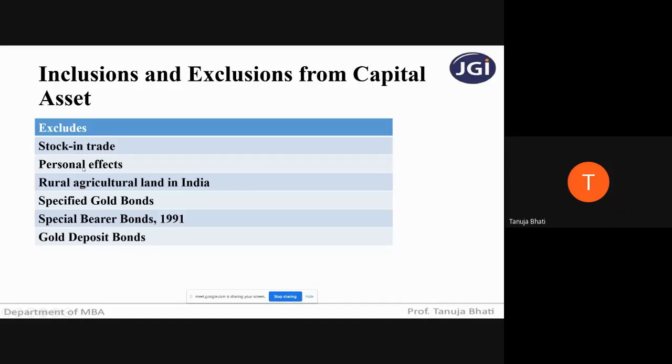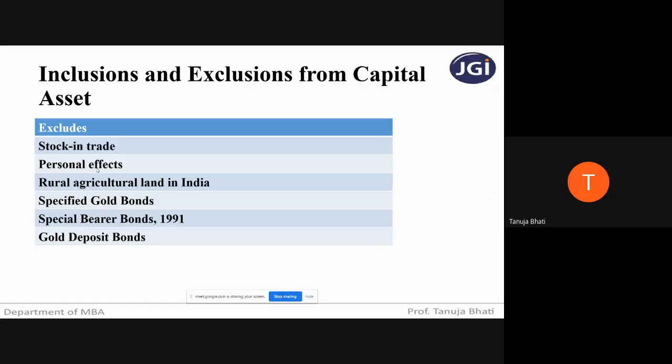Next is personal effects. Now, what do you mean by personal effects, students? See, as per the definition, personal effects means any movable property. Students, remember, personal effect means any movable, not immovable, property which is held by the assessee for his personal use, either by him or by any dependent member of the family. Personal effect, again I repeat, is any kind of movable property which is held by the assessee or any member who is dependent on him for their personal use.